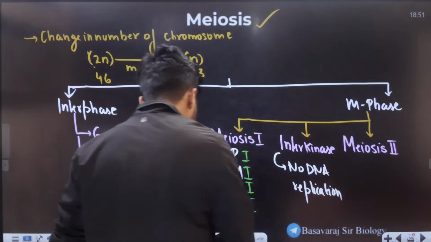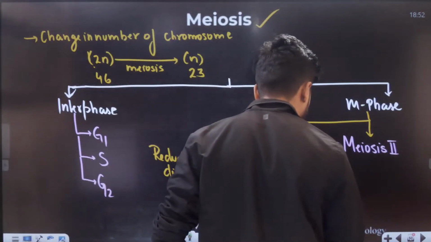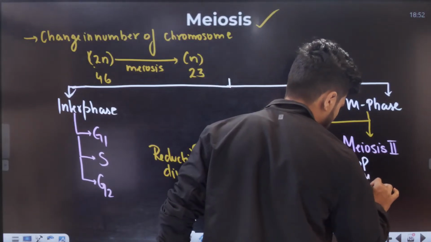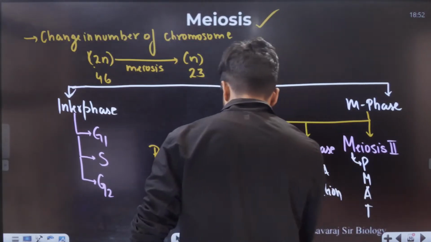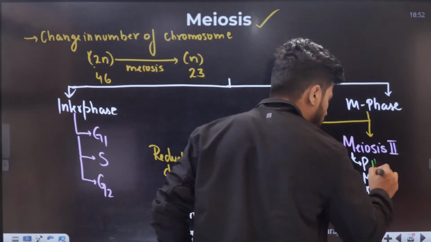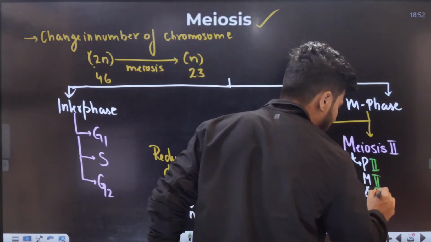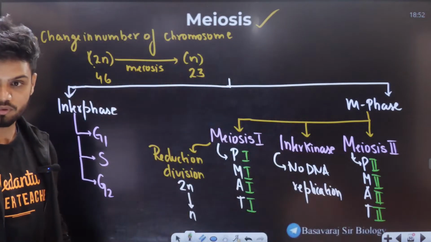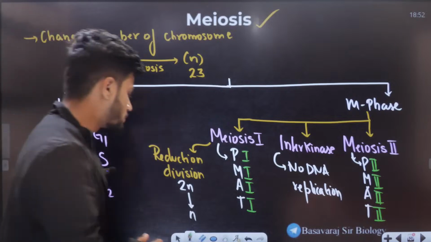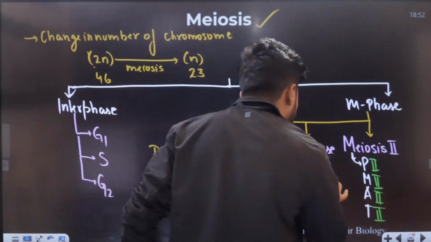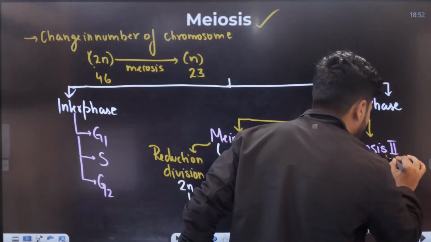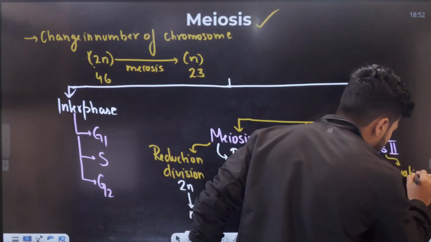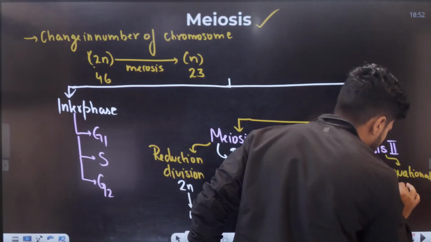Clear? Now this meiosis 2 is again further divided into PMAT: prophase 2, metaphase 2, anaphase 2 and telophase 2. Clear? Now understand, students, this particular meiosis 2 is actually like equational division.